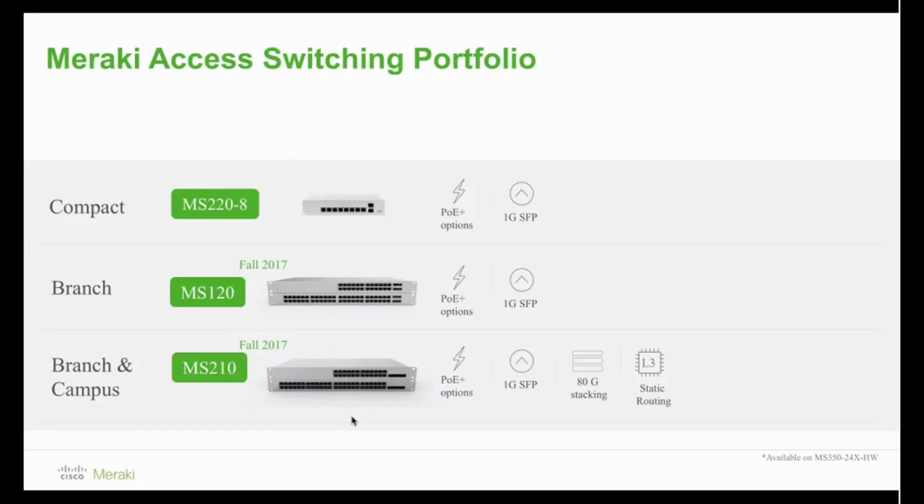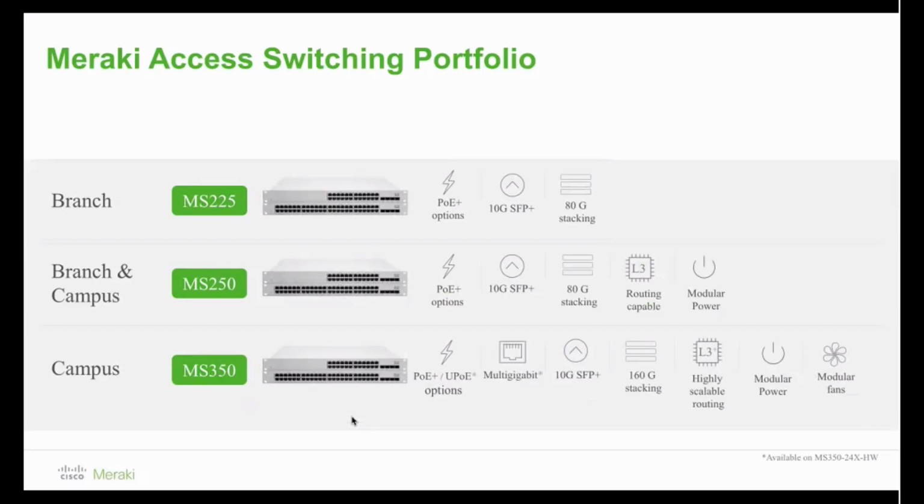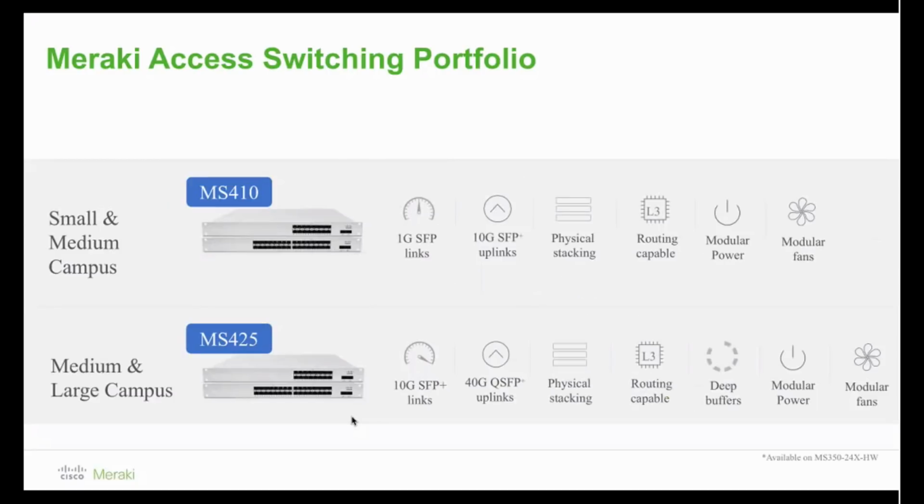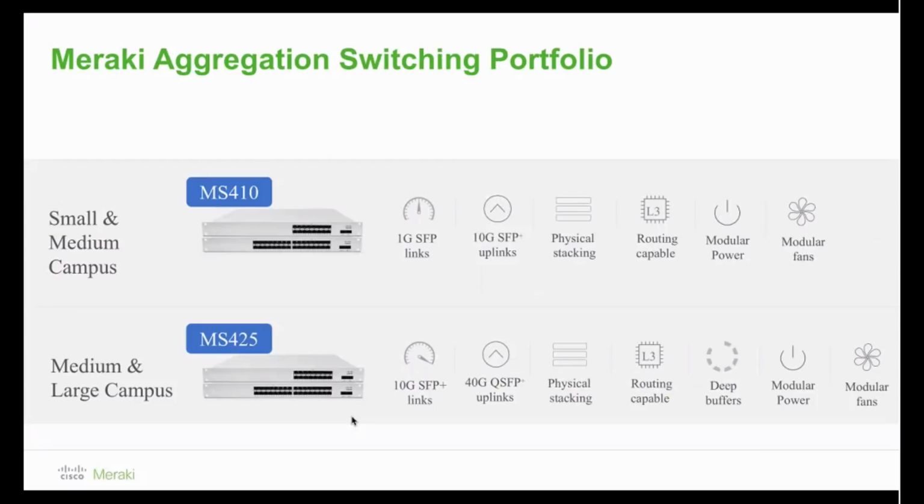This is our portfolio. So these are the part of our access portfolio. We have the compact device, which is the one you're getting today, the 8-port PoE switch. We have the branch deployment as well as the larger branch or campus deployment, and we can see here that the different options are simply changing depending on what devices you're looking at. Then we go up a couple levels here and we have more branch and campus access level switches. Again, different features and functionalities depending on the type of switch that you're getting there. And then we have the aggregation switches for both the small and medium-sized campus as well as the medium to large-sized campus.